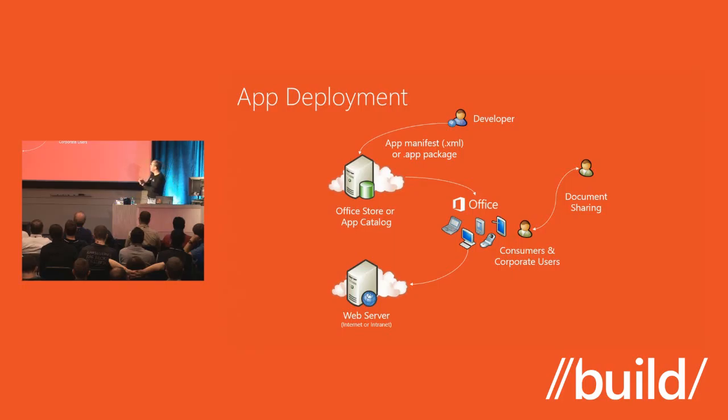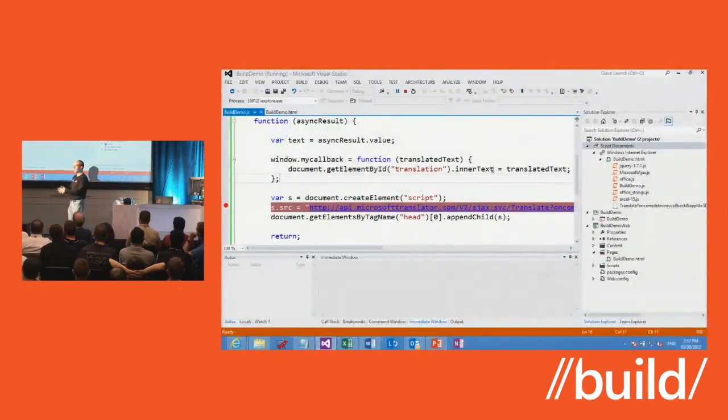So let's say I'm done with my translator app that we just built in a few minutes now. Now I want to make it available to users in my organization. How do I go about that? So as I said, you publish your web project to a web server, publish the XML to a catalog, and then you're done. So let's do that.